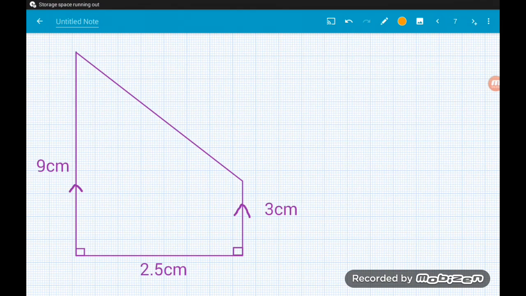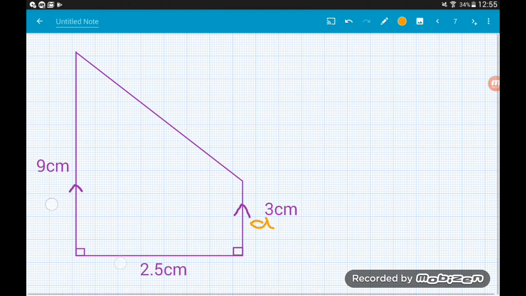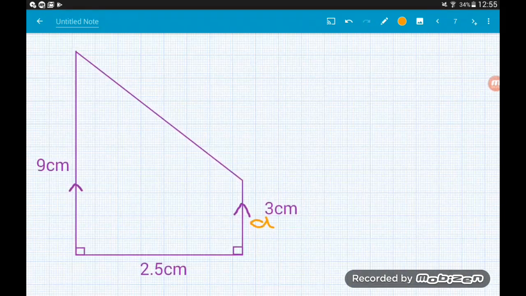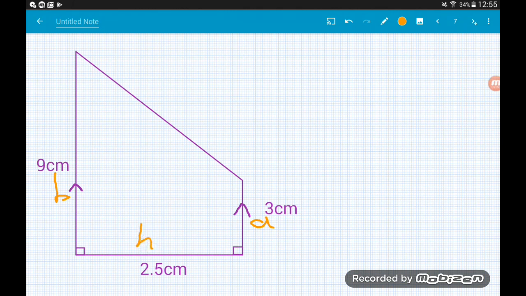So this time we've got the chap that is sat on his side, so be careful how you label these. You might be tempted to call the 9 centimetre length here the height, but really it's not. Remember, the two parallel sides are A and B. So let's label him. Let's call this side A, and then this side B, and then the 2.5 centimetre length is the height.